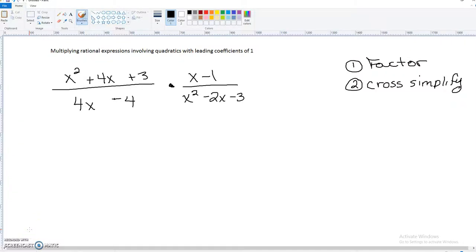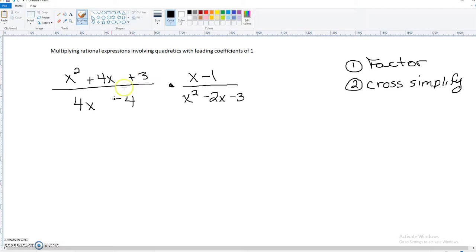Multiplying rational expressions involving quadratics with leading coefficient of 1. We need to first factor each and every single numerator and denominator, and then we're going to be cross-simplifying.